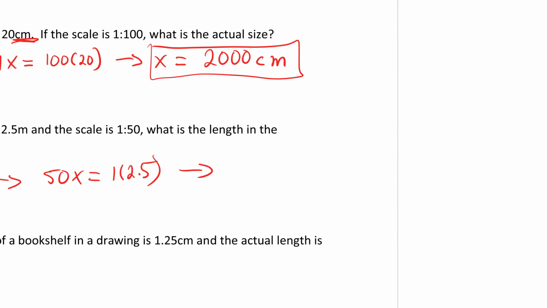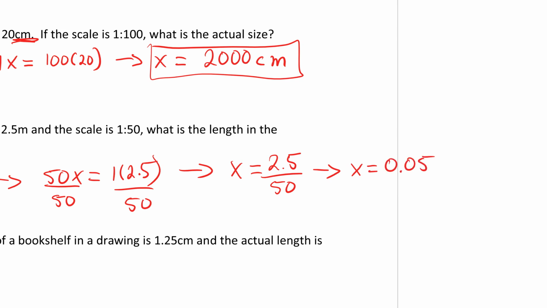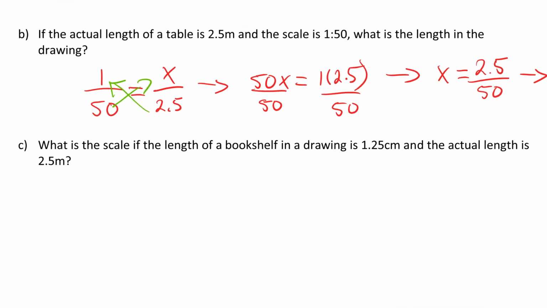Take this further, we end up with dividing by 50, dividing by 50. So we have x equals 2.5 divided by 50, and we get x equaling 0.05, and our unit of measure was meters. So that would be our final answer.